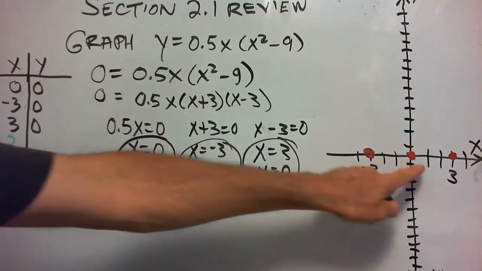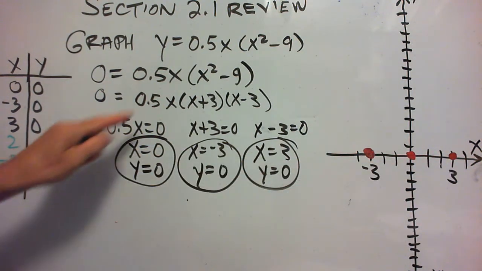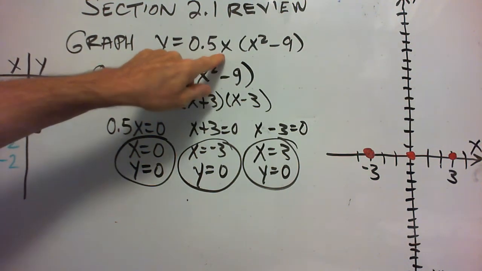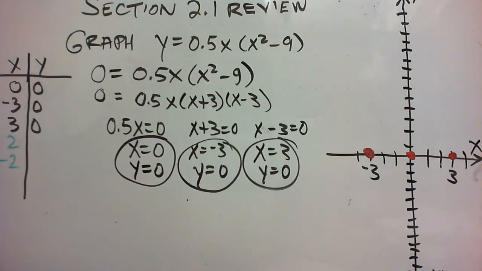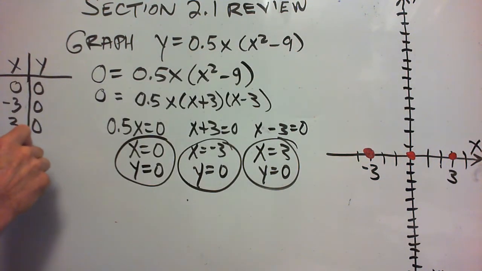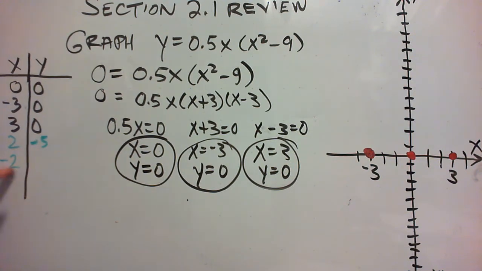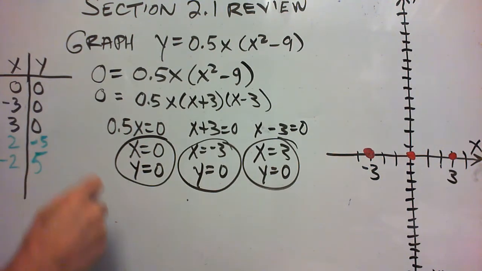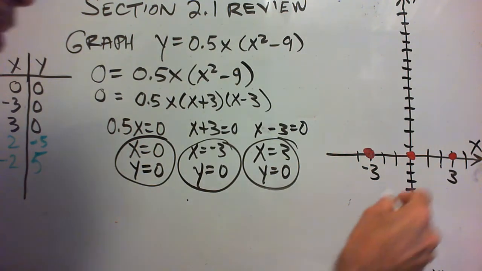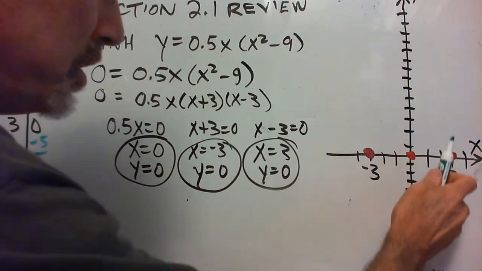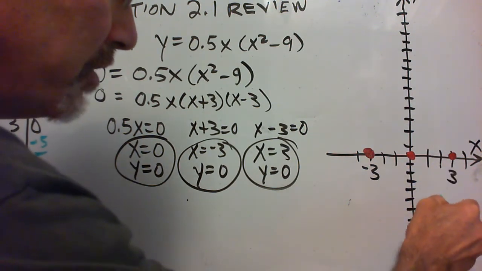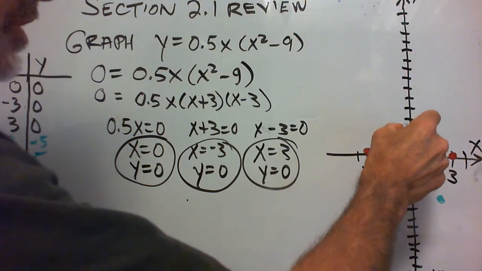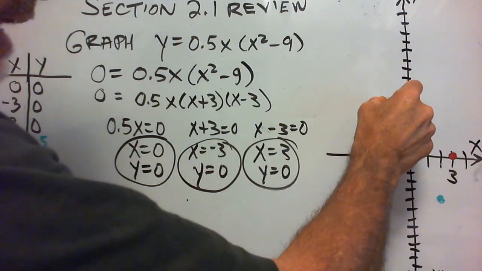So in between 0 and 3, if we let x equal 2, plug it into our equation, 2 times 0.5 is 1, 2 squared is 4 minus 9 is -5, -5 times 1 is -5. When we plug in -2, we get -1 times -5, which is +5. So that gives us a couple more points. 2, -5, 1, 2, 3, 4, 5 down here. -2, +5, 1, 2, 3, 4, 5 up here.